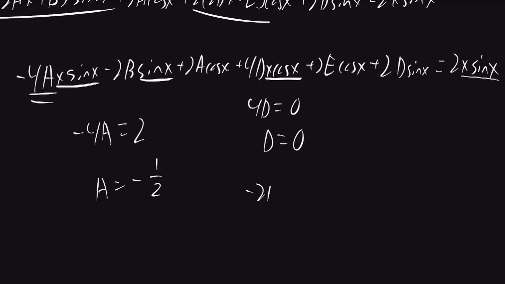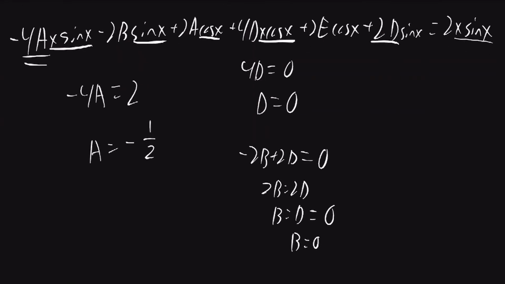We'll compare coefficients for sine x. We have a negative 2b and a positive 2d on the left. That's equal to a 0 on the right. So 2b is equal to 2d. So b is equal to d. Because d was 0, b is also going to be equal to 0.